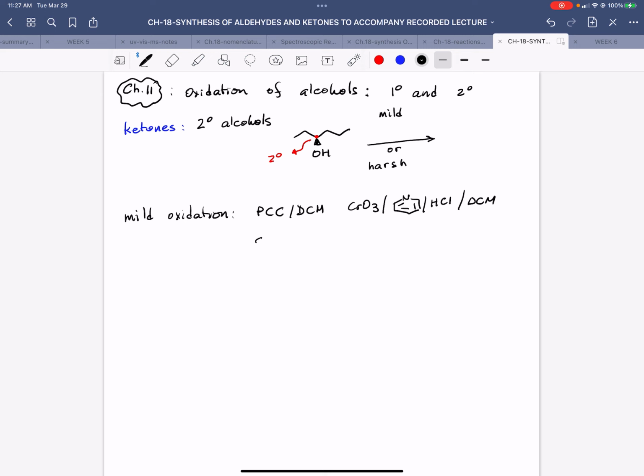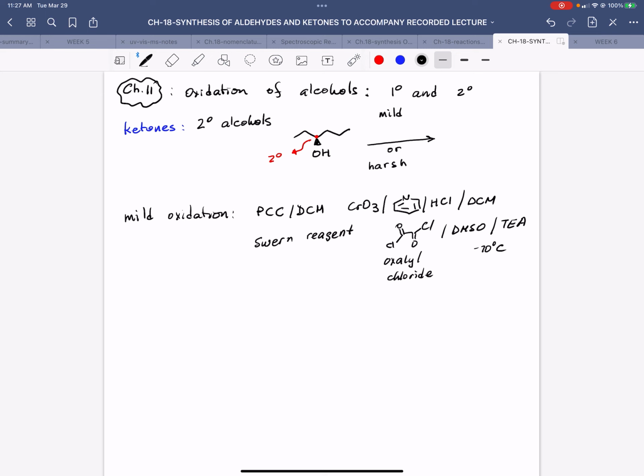Or we could use Swern reagent, okay, for which we would use oxalyl chloride, as you remember from Chem 105. DMSO, TEA, and the reaction was done at minus 70 degrees Celsius. Okay? So those are mild oxidative conditions.